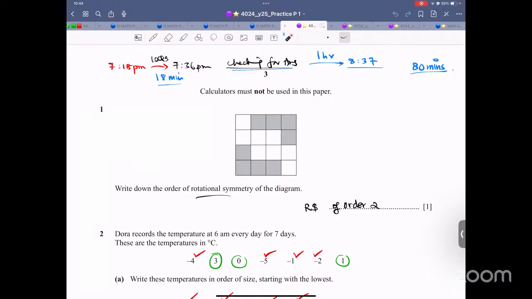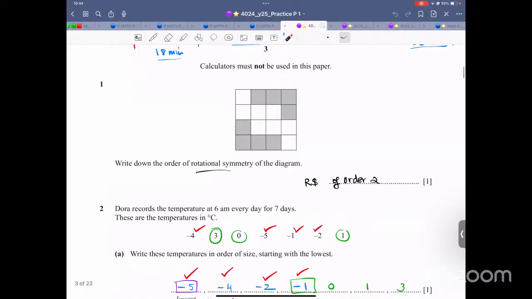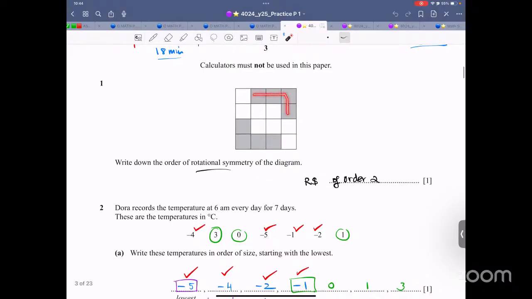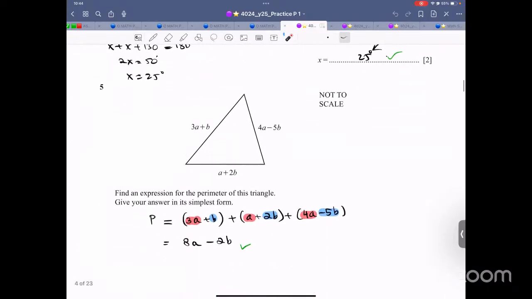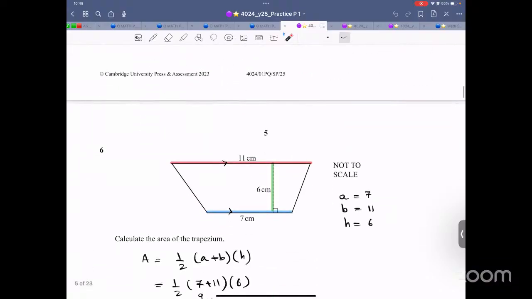It says calculators must not be used in this paper. And then it says write down the order of rotational symmetry. Now this is like one thing, this is like the other thing, this is like A, this is like B. So the order of rotational symmetry is 2. And then there are some basic questions. Let me just skip those ones.